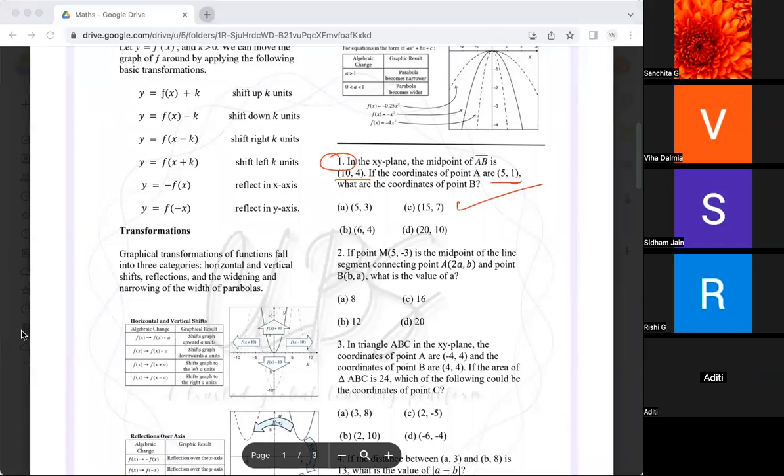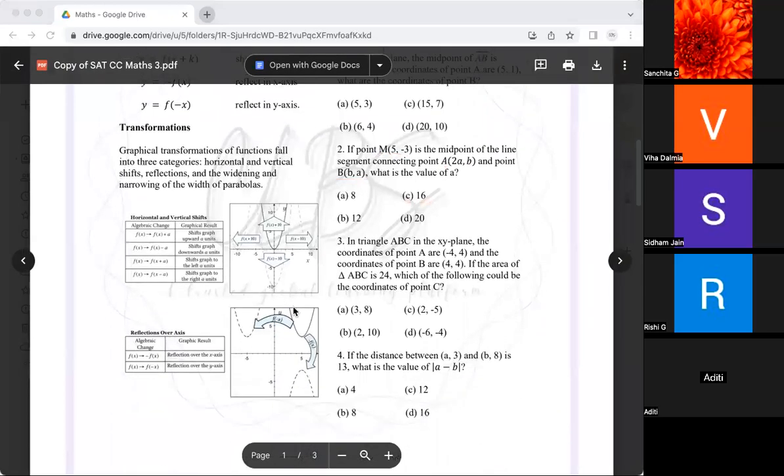Question 2. Let's go. Come on, one after the other. What is the answer? Ma'am, option C, 16. Rishi, what did you get? I got 16 as well. Aditi? Same thing. Good. Simple again, right? I can just form the equation and manipulate it. Very simple.